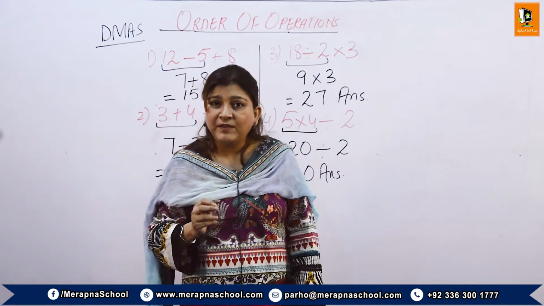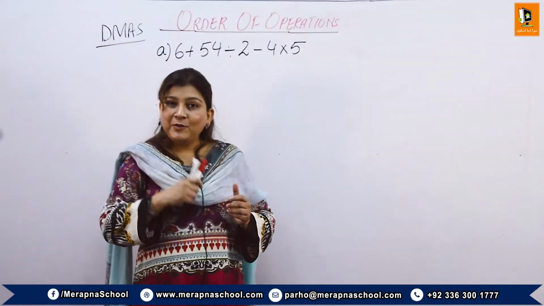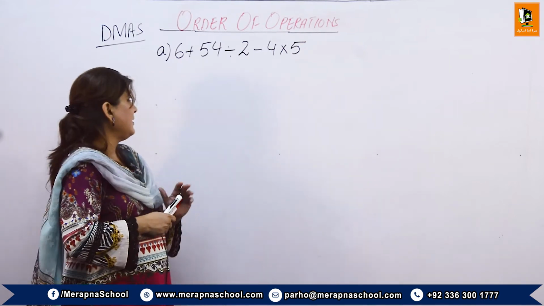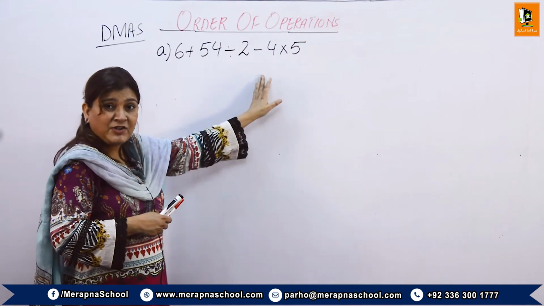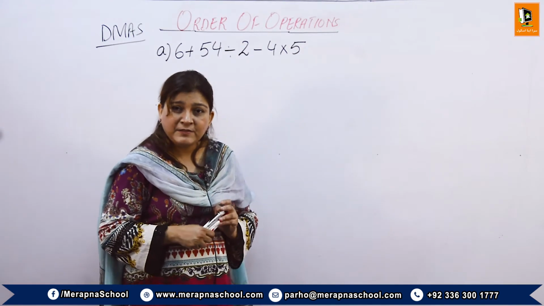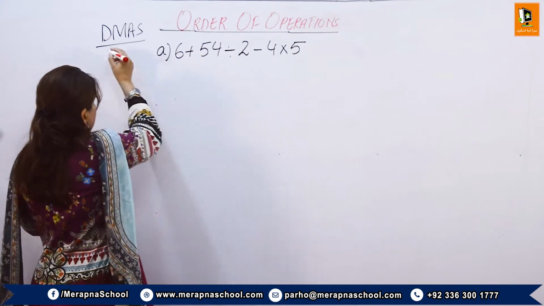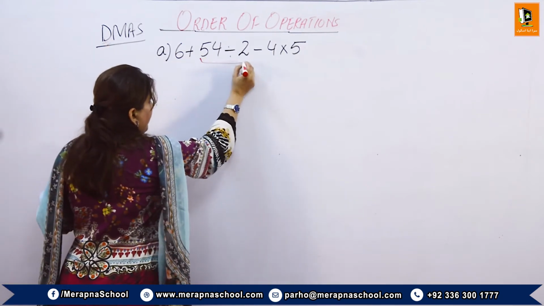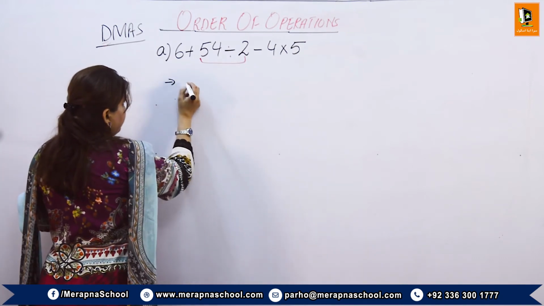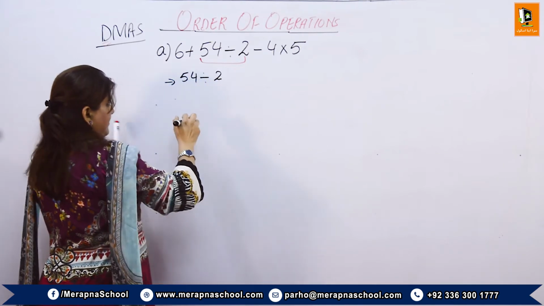So up till now we have done only 2 operations. Now we are going to solve if we have more than 2 operations in one question. Now look at this question. This question has 4 different operations, that is addition, division, subtraction and then multiplication. But if we follow DMAS rule, D for division, so we follow division first. So means first we solve 54 divided by 2.